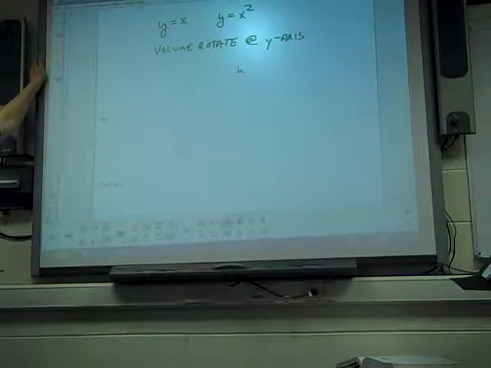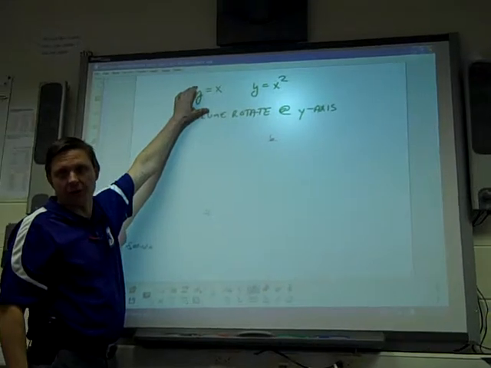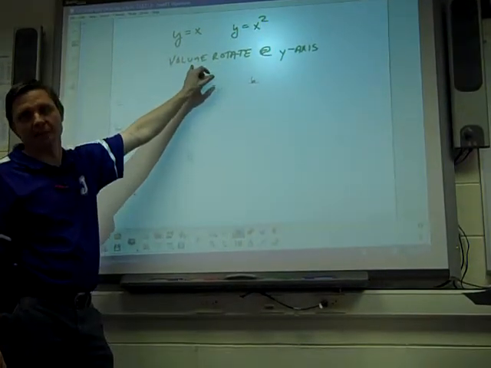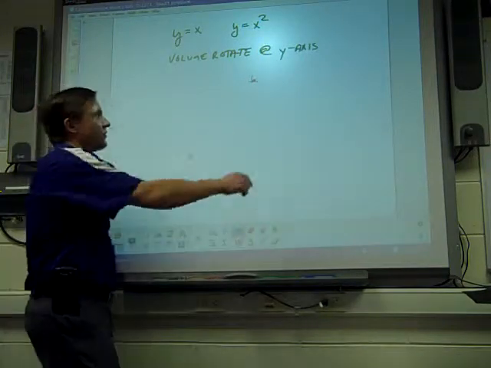All right, here we go. What if we have the same set of curves, like y equals x squared, but instead of rotating about the x-axis, we're going to actually rotate it about the y. It's going to make a different shape.